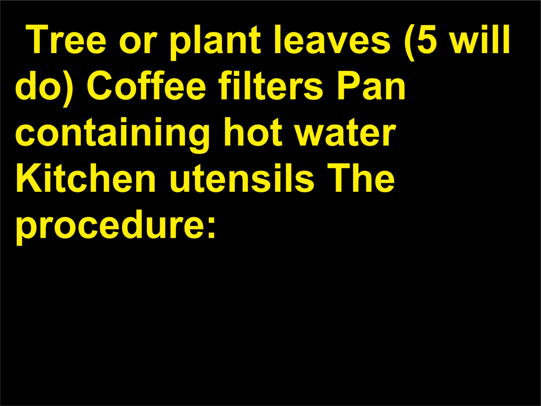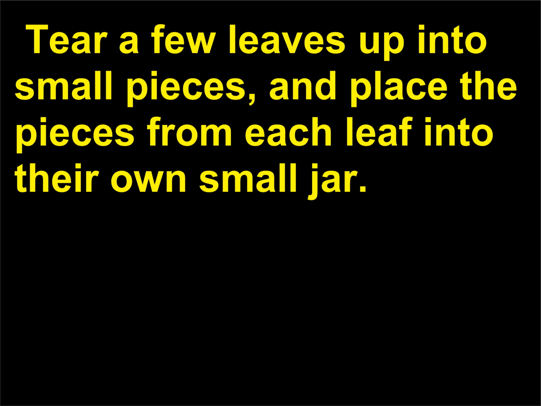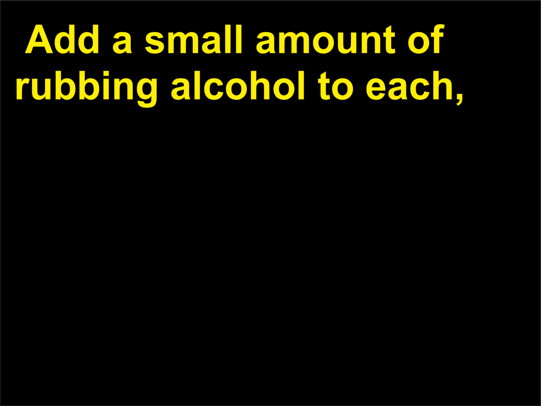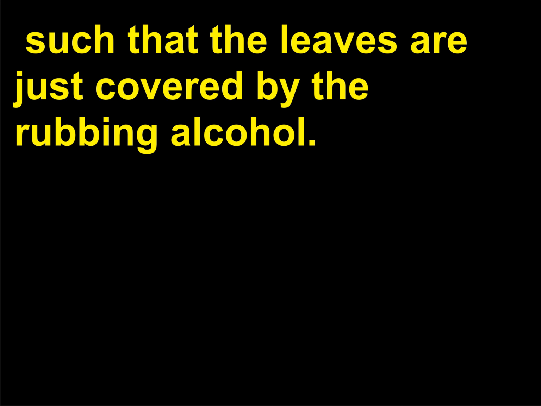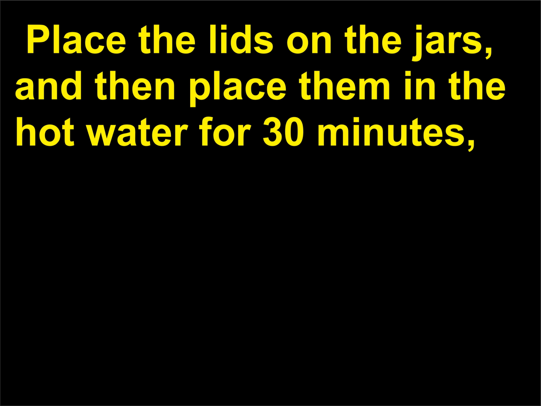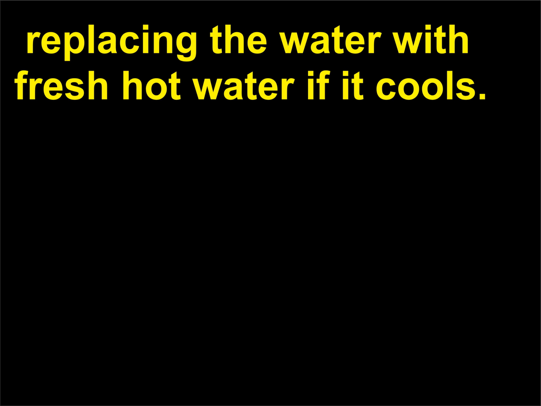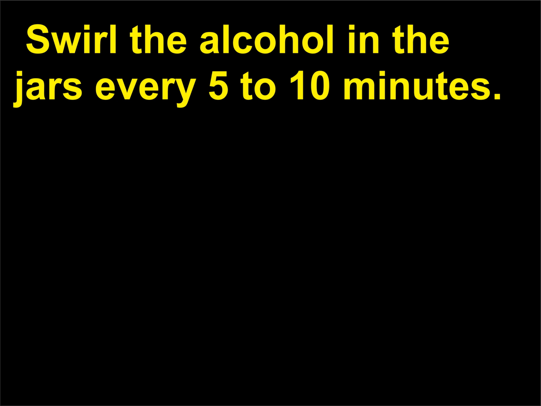The procedure: tear a few leaves up into small pieces, and place the pieces from each leaf into their own small jar. Add a small amount of rubbing alcohol to each, such that the leaves are just covered by the rubbing alcohol. Place the lids on the jars, and then place them in the hot water for 30 minutes, replacing the water with fresh hot water if it cools. Swirl the alcohol in the jars every 5 to 10 minutes.